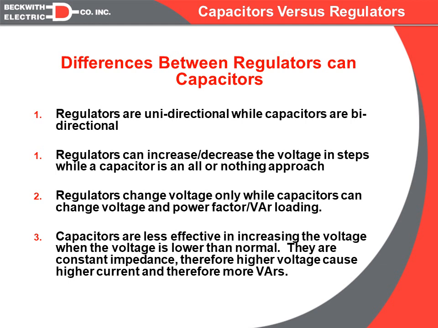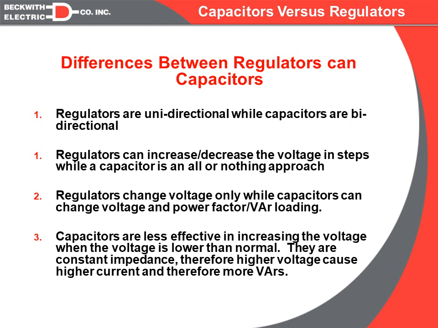Third, a regulator corrects the voltage only. A capacitor bank, besides correcting the voltage, can also correct the power factor or the VAR flow. So we have an additional benefit with a capacitor that we do not have with a regulator.